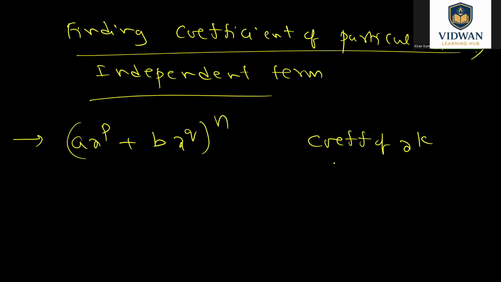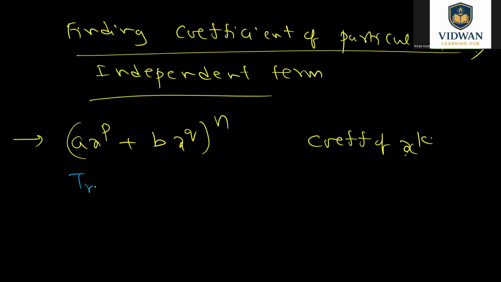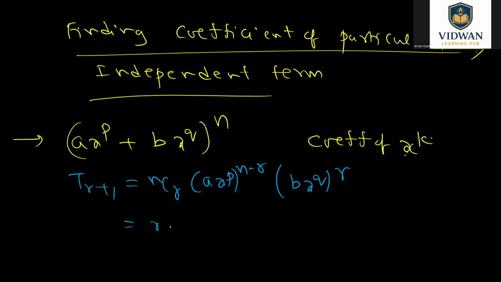So whenever you are asked to find the coefficient of x^10, x^20, etc., in general I'm saying x^k, you just write the general term of the expansion first. So what is T(r+1)? nCr (ax^p)^(n-r) (bx^q)^r. So first write the general term, then separate out the variable part and the remaining part. So nCr, a^(n-r), b^r will be separated out.